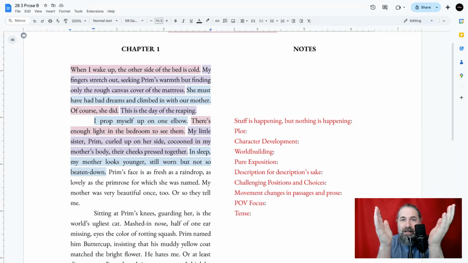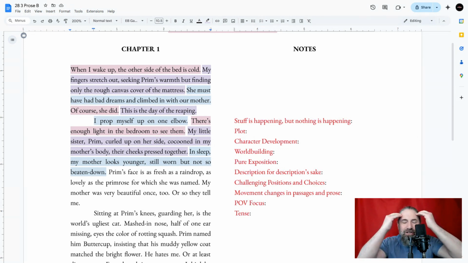They sleep together in a small room, small house, and they share one room with two beds, because the movement of the character's experience is defining that information without telling you. It's showing you that information through the character's emotional experiences and choices, right? There's enough light in the bedroom to see them. My little sister. She doesn't care about the information that we're in the same room with two beds. What she cares about is how her little sister Prim is curled up next to their mother, cocooned.